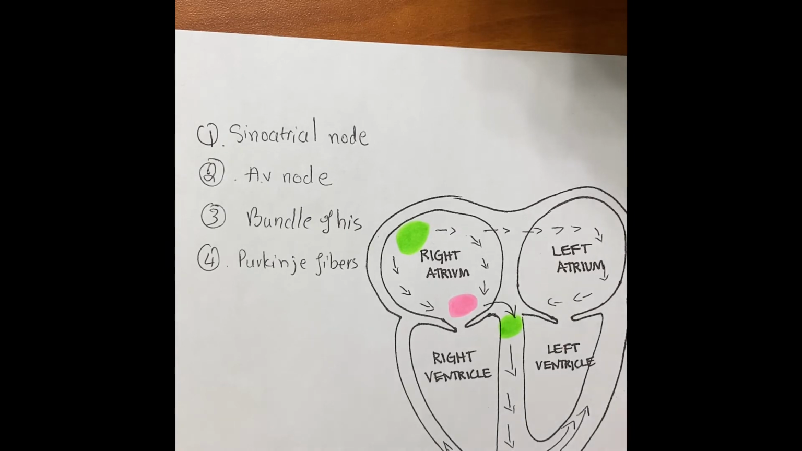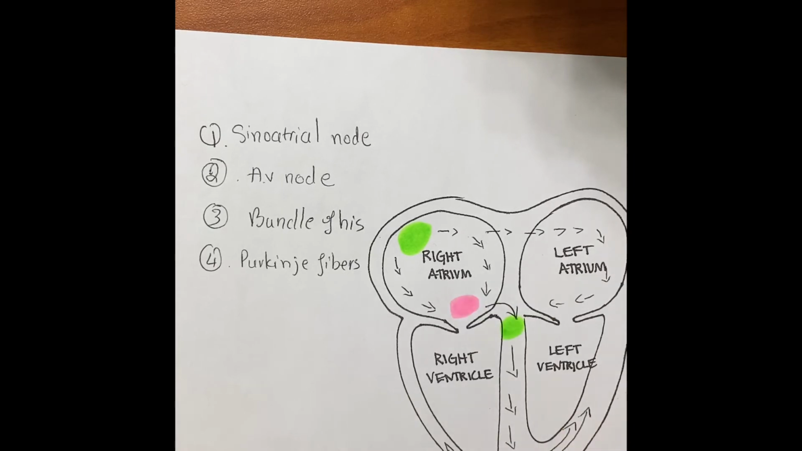So the contraction first occurs in the atria. They squeeze the blood down into the ventricles. The ventricles then contract and pump the blood up and out into the pulmonary trunk and the aorta to go to the systemic and pulmonary circulation.